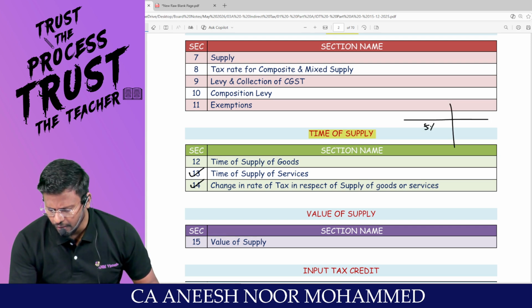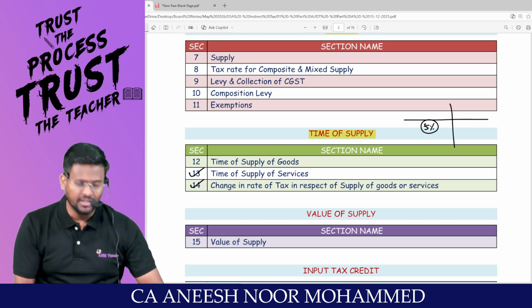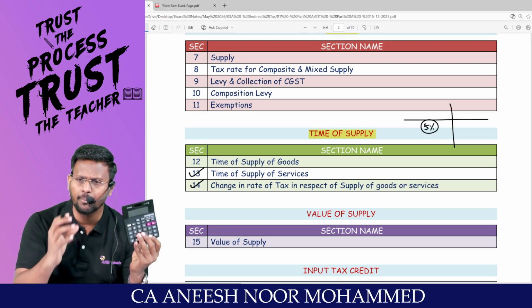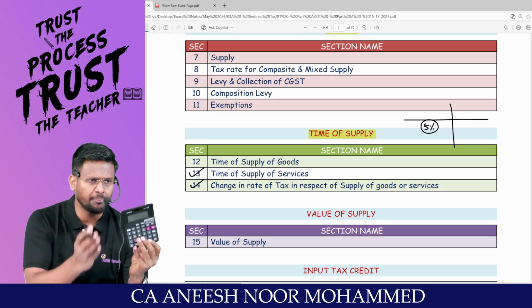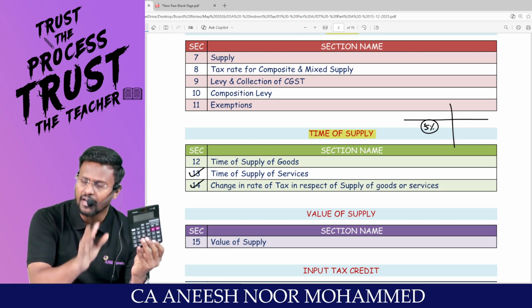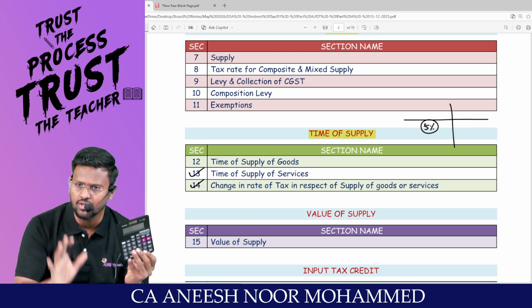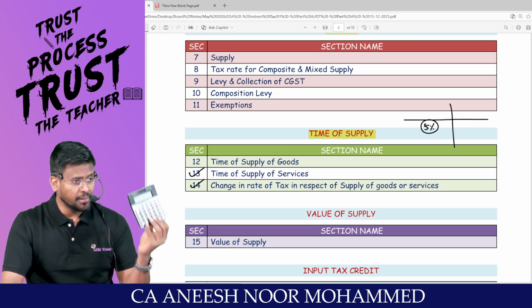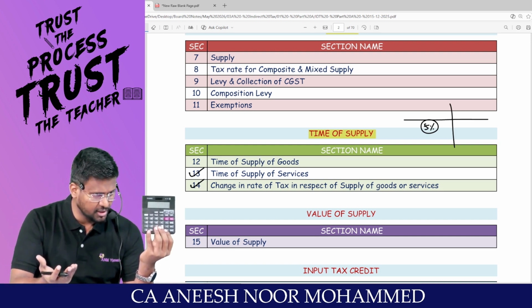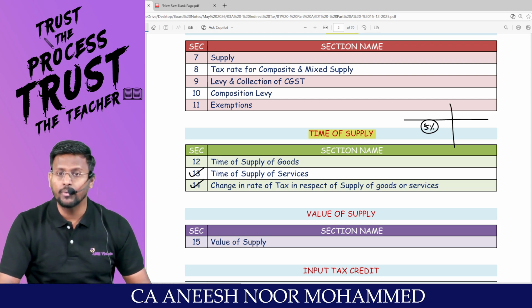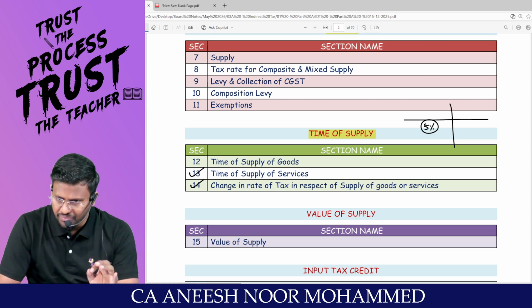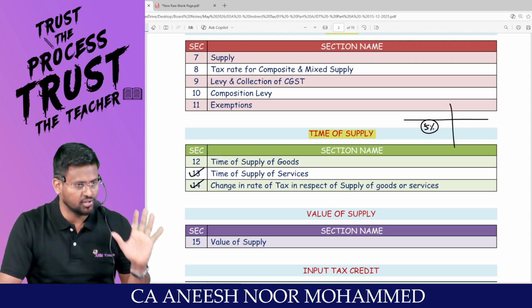Sometimes the rate of GST may be 5% for the calculator. Suddenly the government will come and put out a notification saying that from this date onwards, the rate of the calculator is going to be 12%, or the reverse can also happen. Sometimes the rate of GST may be 28%. From today onwards, the rate is going to be 12%. Are you all really with me? At what rate are you liable to pay GST?